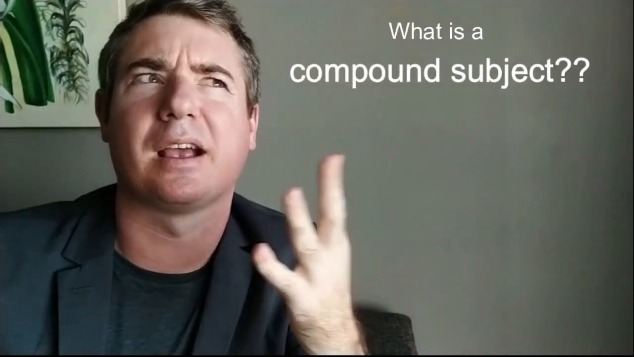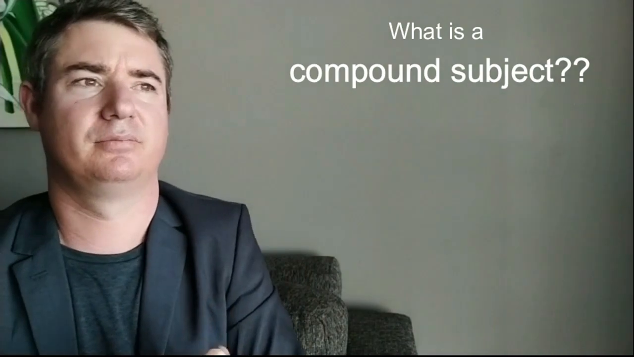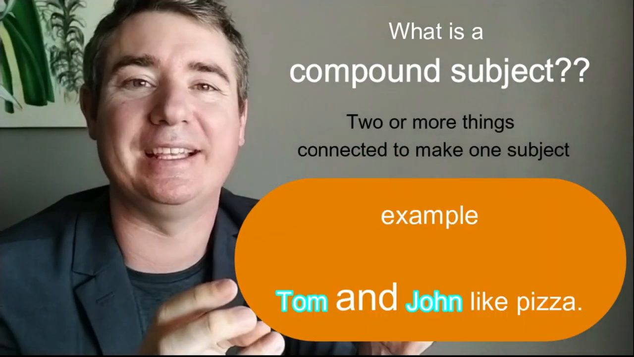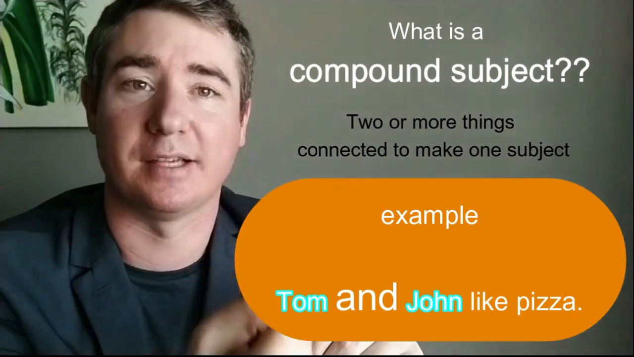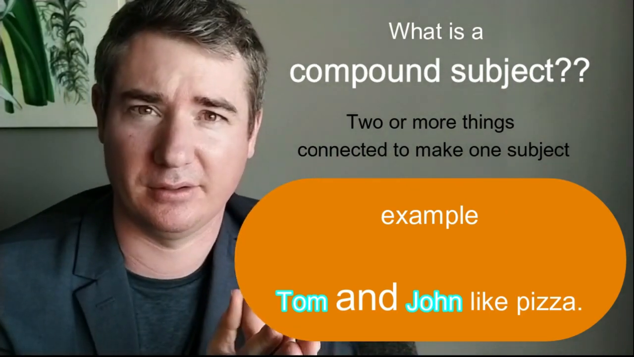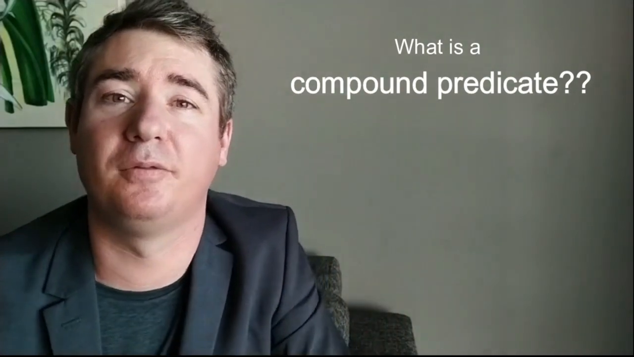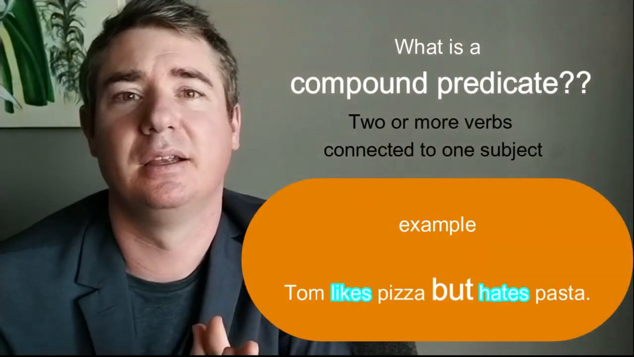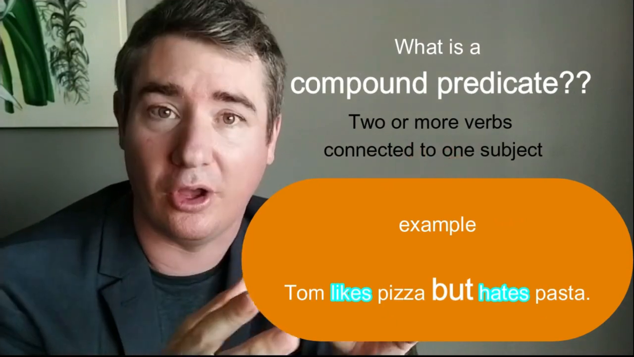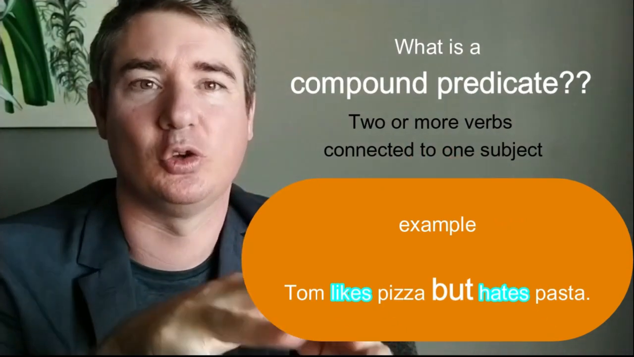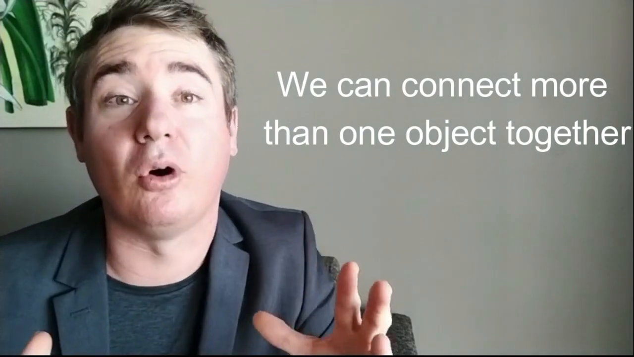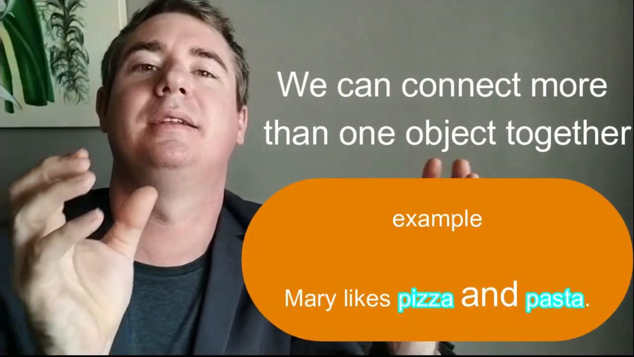Simple sentences are not always this simple. Simple sentences can have compound subjects. What is a compound subject? Well, 2 or more things are connected to make one subject. This is a compound subject, okay? And we can also have compound predicates. So we can have 2 or more verbs connected to one subject. And of course, we can connect more than one direct object together.